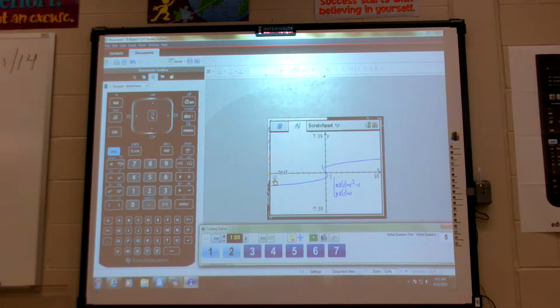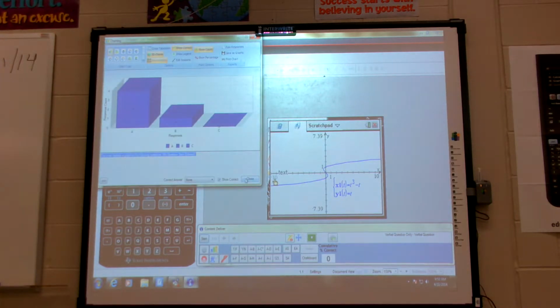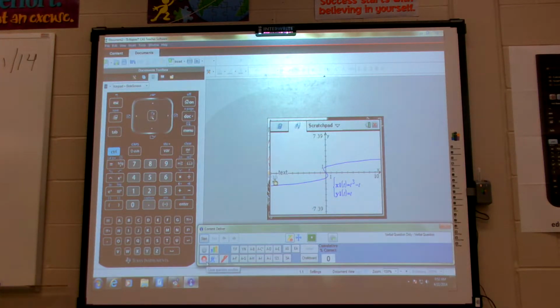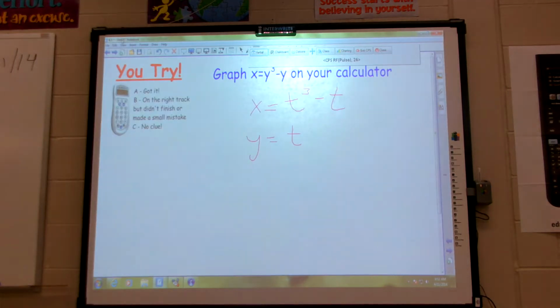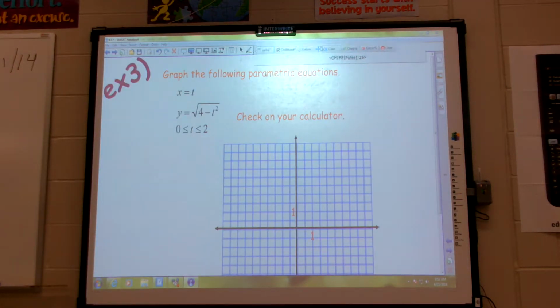Okay, how'd we do? I saw some good stuff. Some tiny mistakes, but are we good? You must know how to graph these on a calculator. Must. Now, let's graph them by hand, so we understand what's really going on.